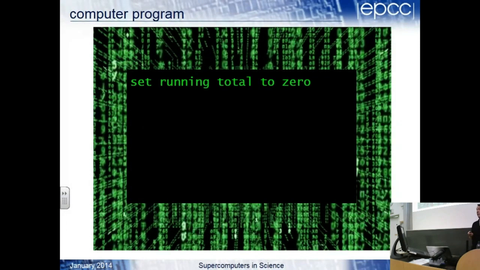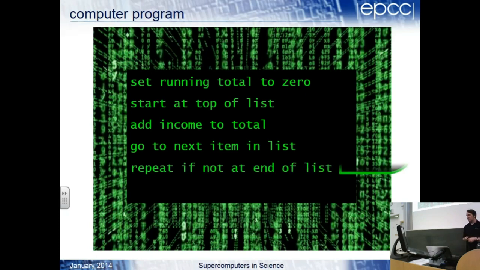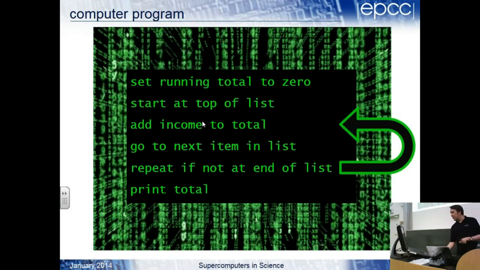I have to have a running total. I set the running total to zero. I start at the top of the list. I add the income to the total. I go to the next item in the list. And I repeat if I'm not at the end of the list. And then I print the total. So very naively, I'm going to say this program consists of three instructions: add income to total, go to the next item in the list, and check if I'm not at the end of the list. So this loop requires 7 billion iterations, one for each income, and each iteration requires three instructions. Very naive approach, but okay.